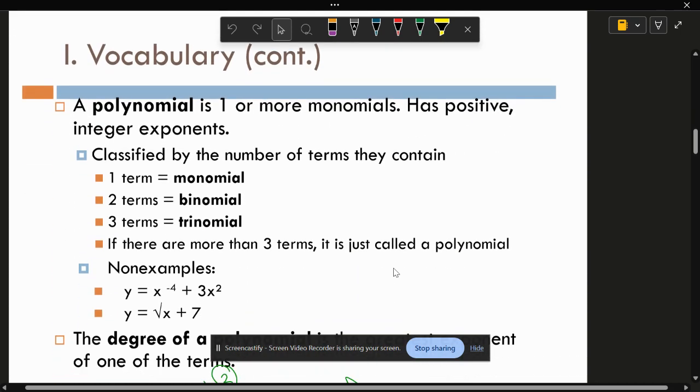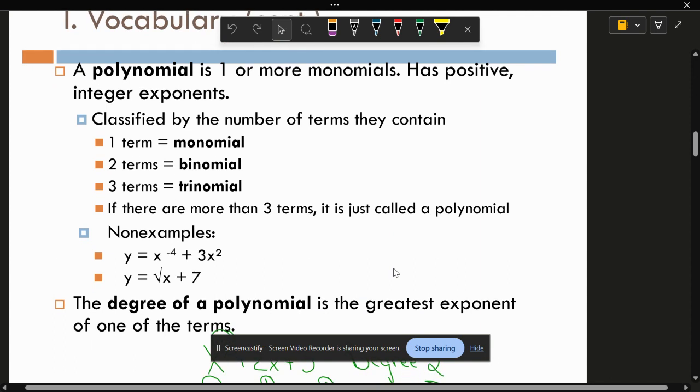So a little bit about the vocabulary of polynomials. A polynomial is one or more monomials. It has positive integer exponents. A lot of this you've probably seen before. It's just kind of a nice little refresher. One term is a monomial, two terms is a binomial, and three terms is a trinomial. If you have more than three terms, we usually just say a polynomial of four terms.